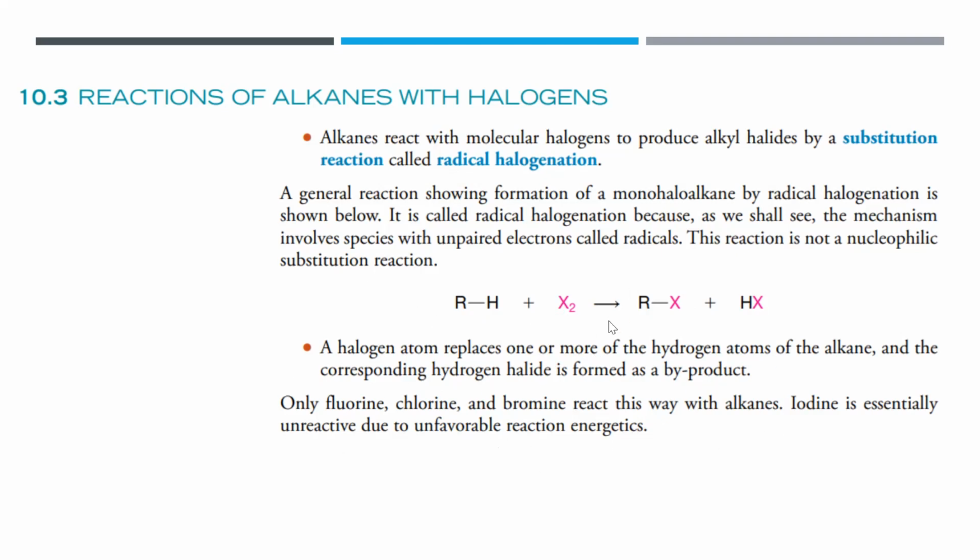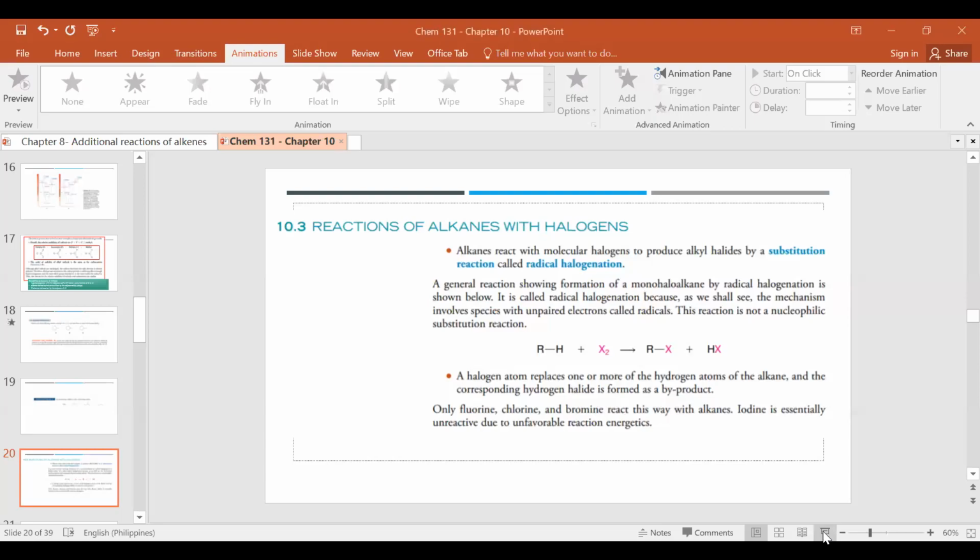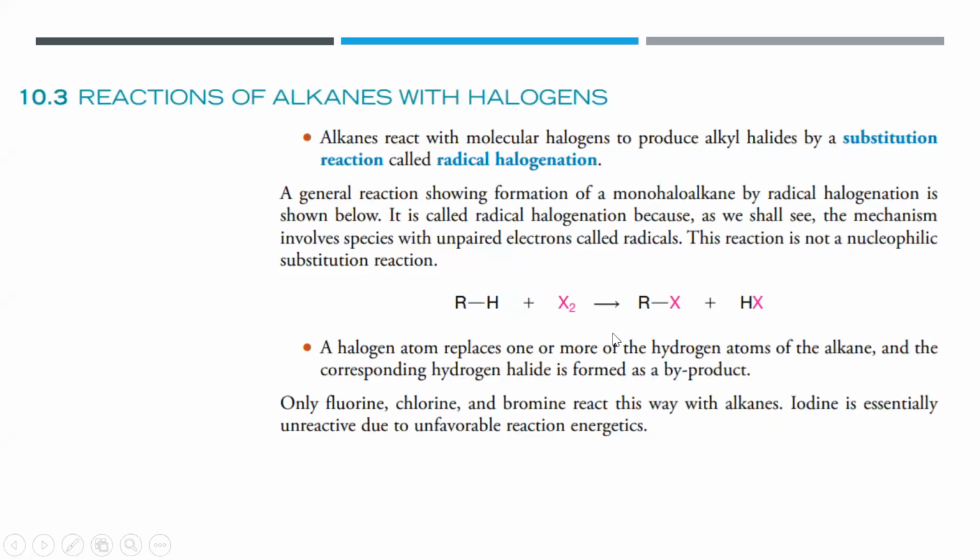And this reaction usually occurs in the presence of heat and light. I have two conditions here, heat and light, because we form a radical. To form a radical, of course, we always use heat or UV light. So these are the heat and light conditions.